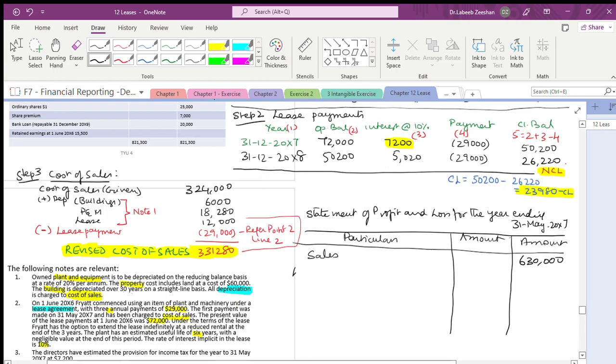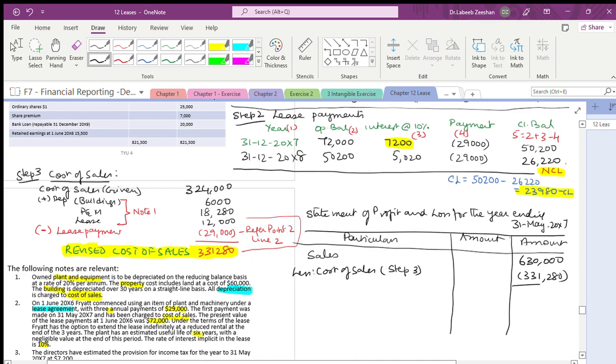Less cost of sales. Is it right? Step 3. Less cost of sales. How much? 331 to 80.